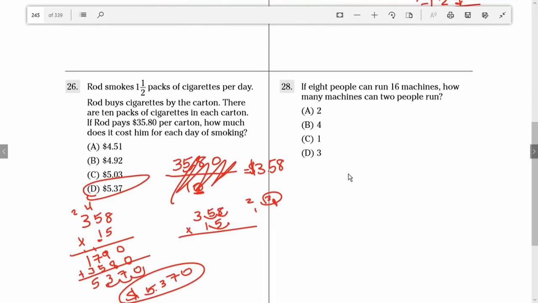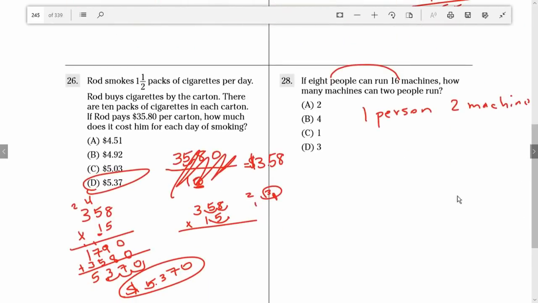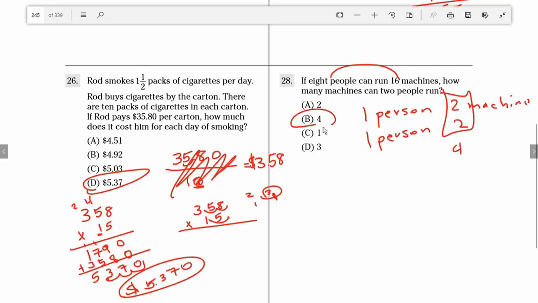28. If 8 people can run 16 machines, how many machines can 2 people run? So if 8 people can run 16 machines, that means 1 person can run 2 machines. Okay. How many machines can 2 people run? Well, if 1 person can run 2, that means another person can run 2. So that's a total of 2 plus 2 are 4 machines.